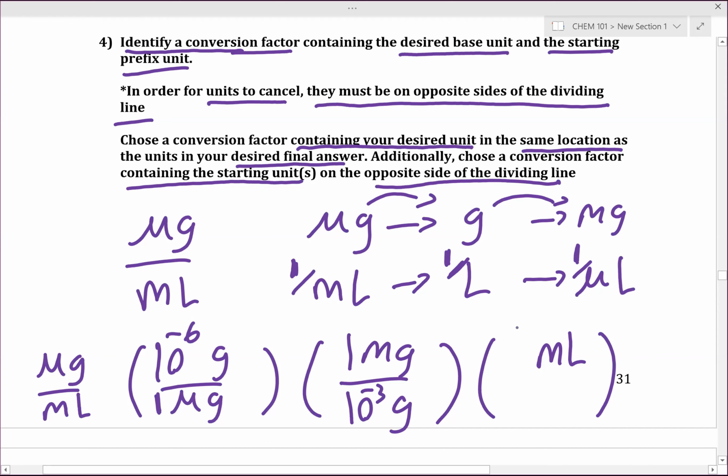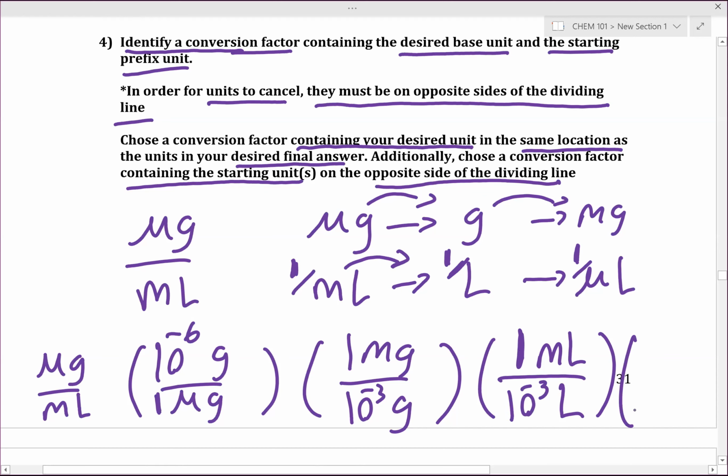Okay. So if we're going from 1 over mils to 1 over liters, what units do we need to have on the bottom? Liters, right? Does that make sense? Okay. So in 1 milliliter, how many liters are there? Yep, 10 to the negative 3rd.